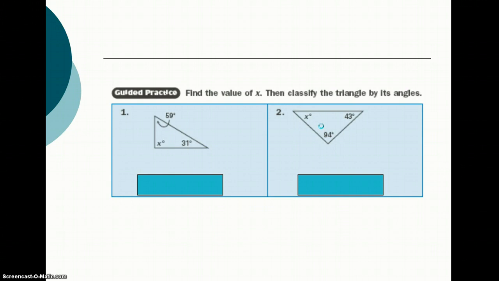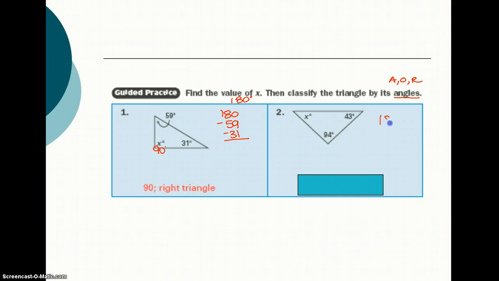Before you pause the video, find the value of x, then classify the triangle by its angles. Remember, that's acute, obtuse, and right. When you add up all the angles, they make 180 degrees. Pause the video, try 1 and 2. Number 1, we take 180 degrees, and this is the quick way, and subtract the 2 angles we know. You will get 90 degrees, and because it's 90, this is a right triangle.